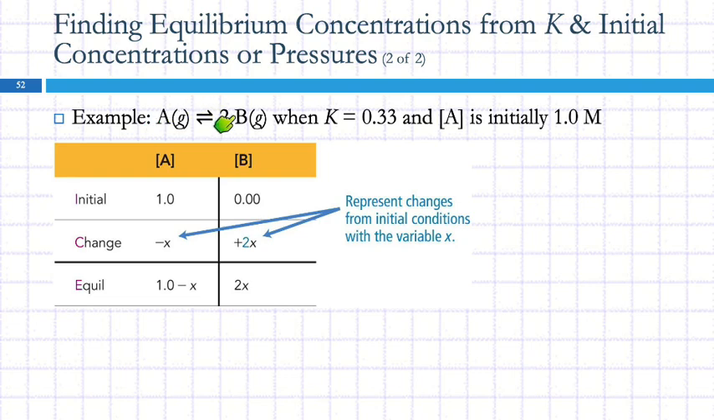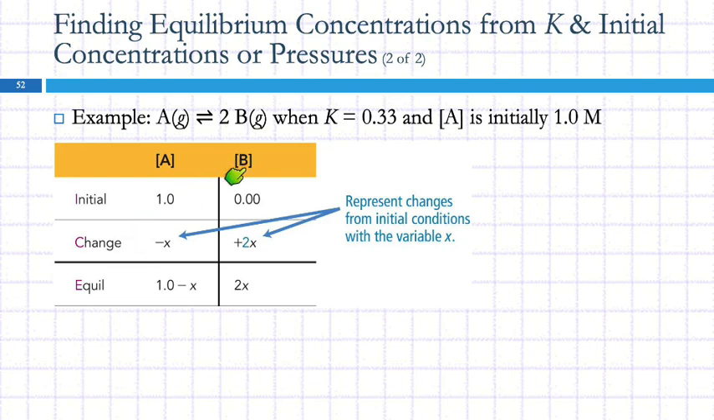So here we've got A going to 2B. We're told that the equilibrium constant is 0.33, and the initial concentration of A is 1. So here's the ICE table. ICE: initial, change, equilibrium. The initial concentration of A is 1. We were told that. We weren't told anything about the products, so we assume that it's 0. Then we're going to see, how does A change? Well, A is one of the reactants. The reaction's going forward, so it has to go down. It's going to go down by some amount that we don't know. We're going to call it X. So this is going to change by negative X.